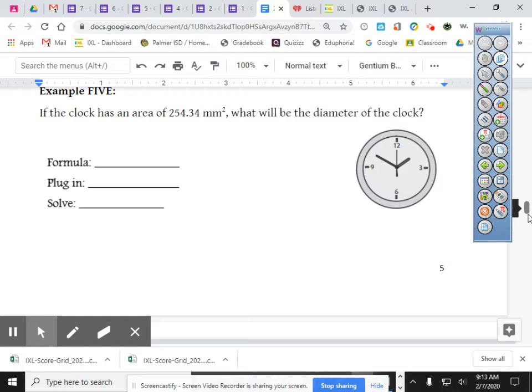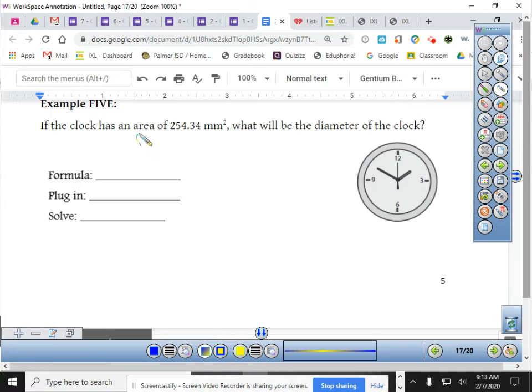Example 5. If the clock has an area of 254.34 square millimeters, what will be the diameter of the clock? What is the formula? What is it giving you? Area. Did they change pi? No. Do you see a pi symbol? No. Did they change pi? No. What are they asking you for? Diameter. What is the formula? Area equals pi r squared. What did they give you for the area? 254.34.